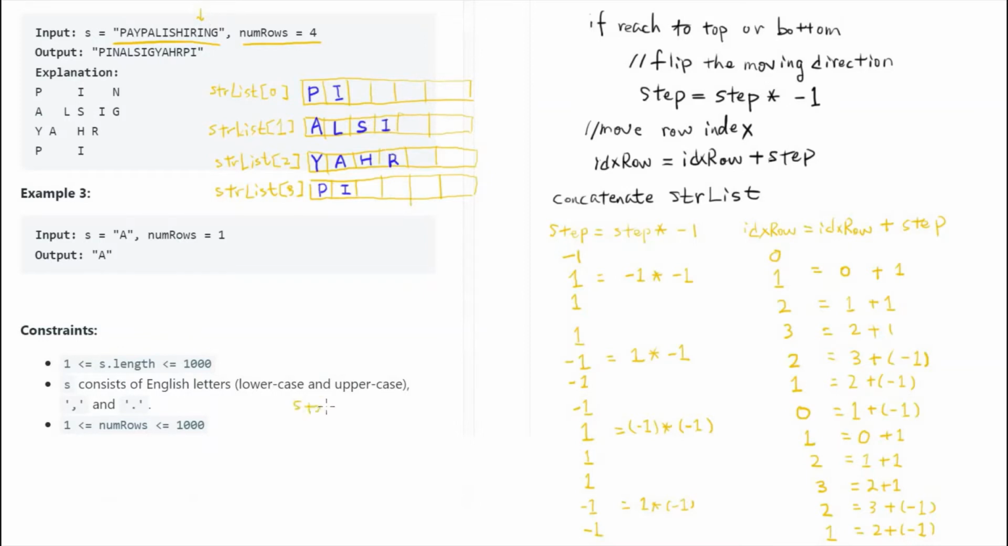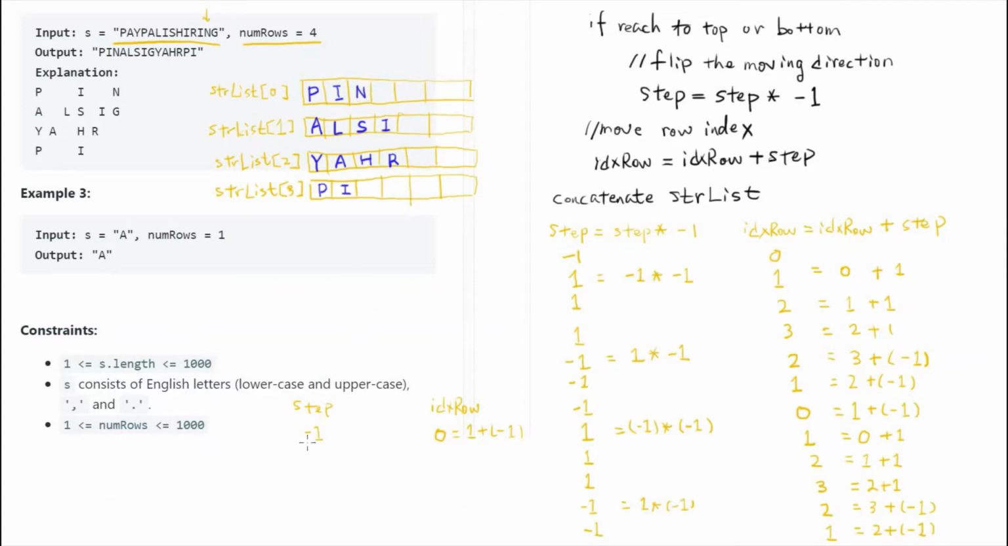Step remains as -1. Row index is 1 plus -1 equals to 0. We move to the character n. We add n to the string list 0.